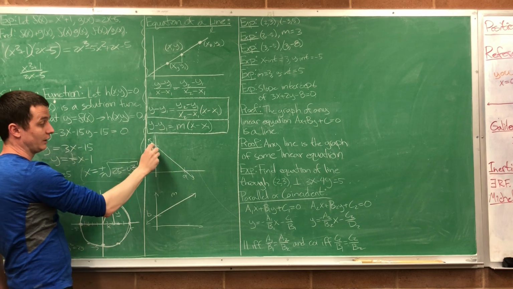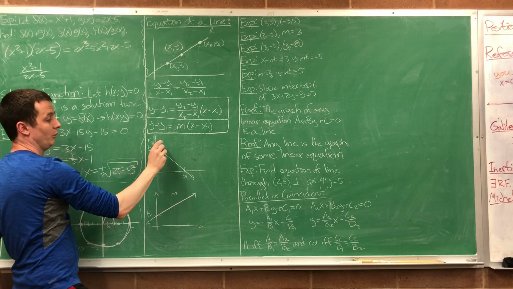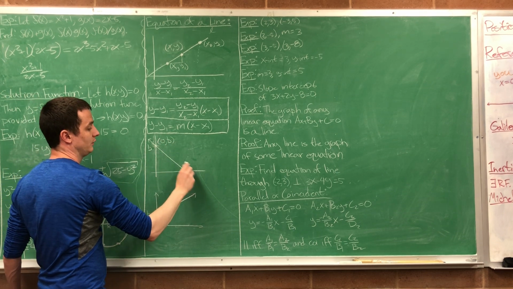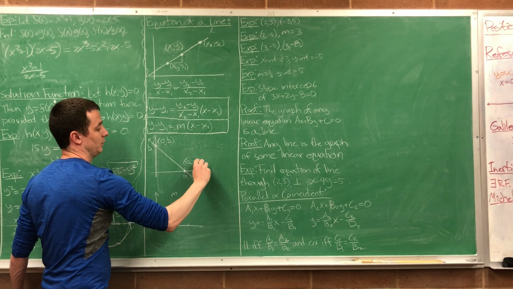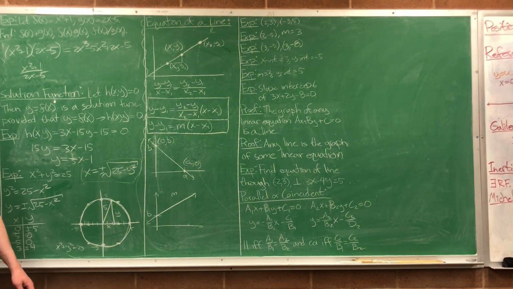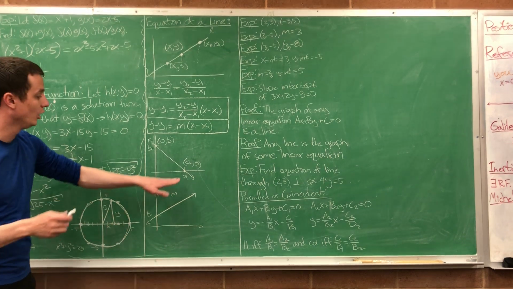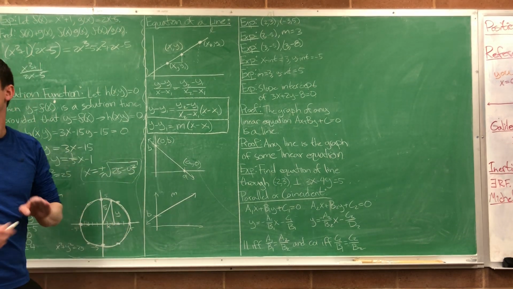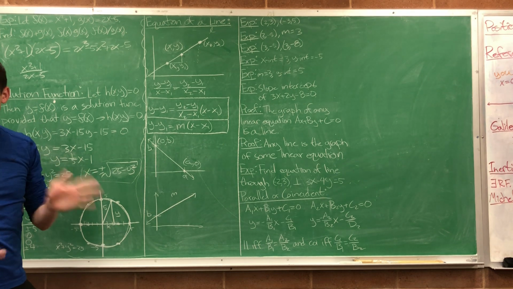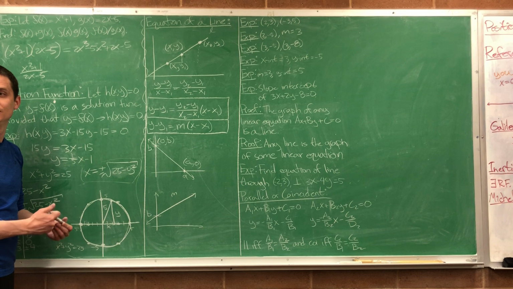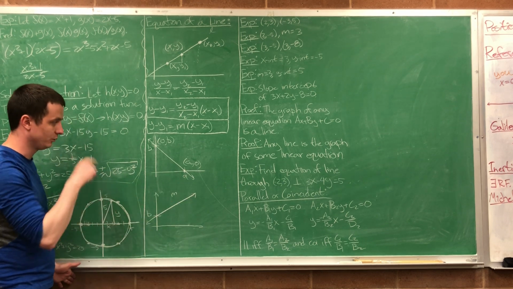Because I know, what are my 2 points? I know it goes through the point 0, comma B, and I know it goes through the point A, comma 0. Is this y equals x supposed to be? No. This is when you know both its intercepts. And so it's the point-intercept form. Okay. So we'll come up with the equation for it really quick.